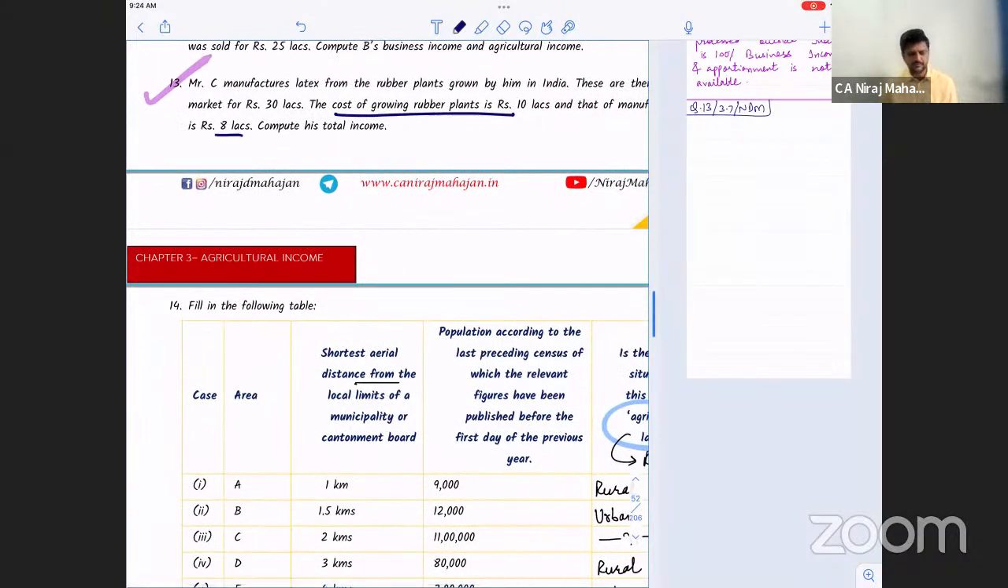Are you getting the difference between both the expenditures? Both are costs, 10 lakhs and 8 lakhs. But which is agri or manufacturing? The 10 lakhs is agri expenditure, incurred on agricultural land. After that, whatever happens in the processing part, that expenditure is rupees 8 lakhs. Compute total income, taxable income. What should we do?